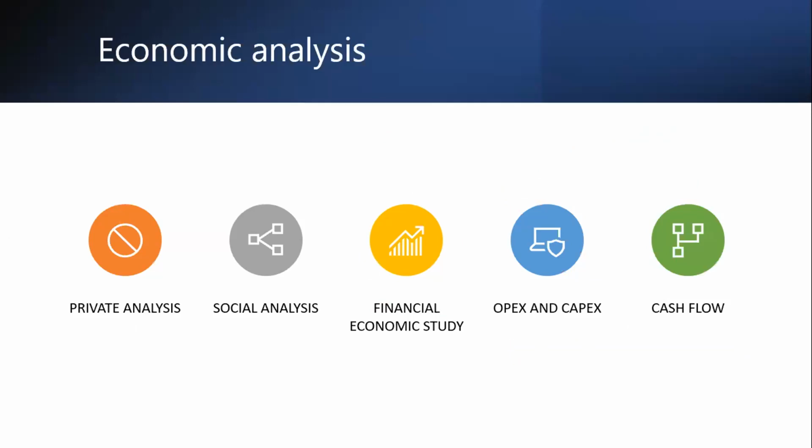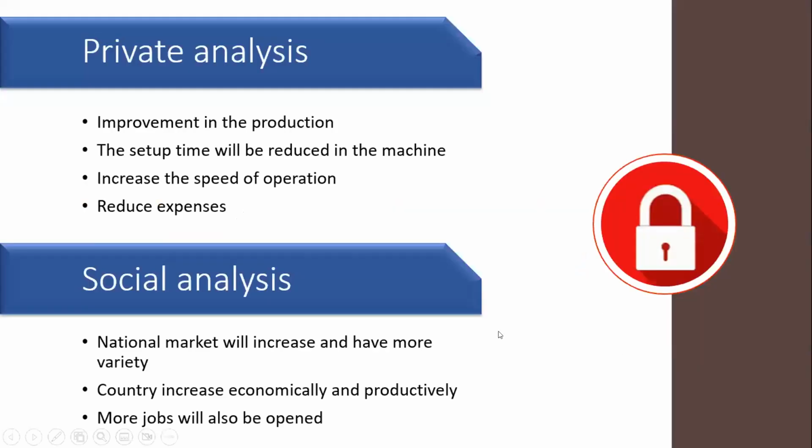Also, we have the economic analysis. We're going to talk about the price analysis, social analysis, financial economic study, the OPEX and CAPEX of the project, and the cash flow. The price analysis will be specific to Plastic Garment company, and it is about the improvement of the production, whether the setup time will be reduced in the machine, the speed of operations, and the reduction of expenses in this part.